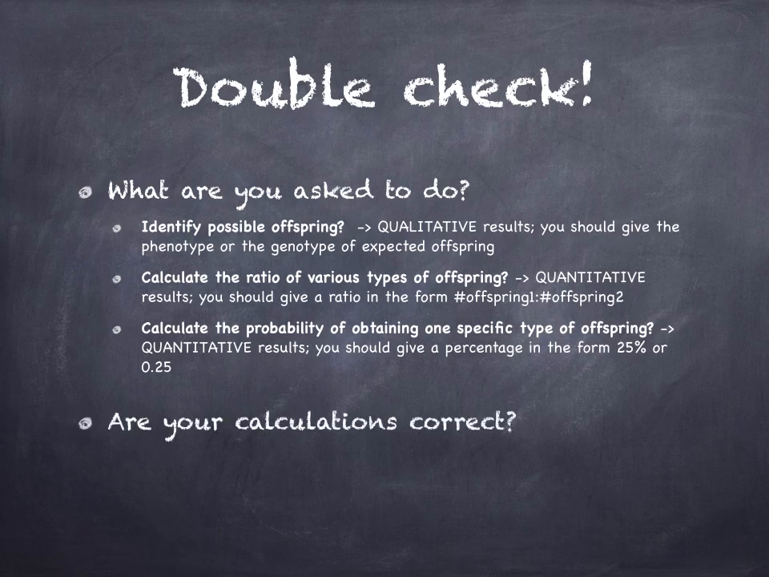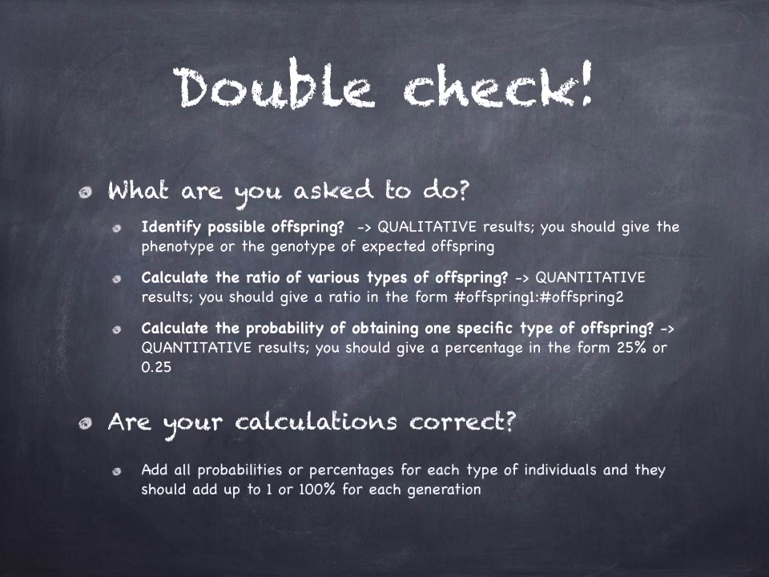Next thing, are all your calculations correct? In fact, if you add all the probabilities or the percentages for each individual in each generation, each generation should add up to 1 or 100%. This will make sure that your calculations are correct.